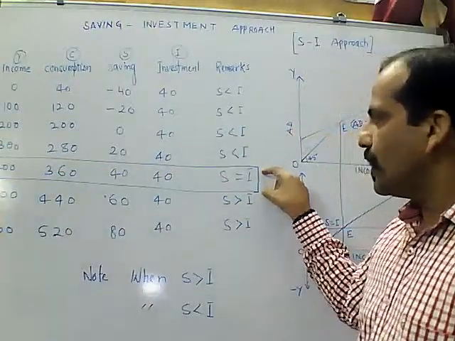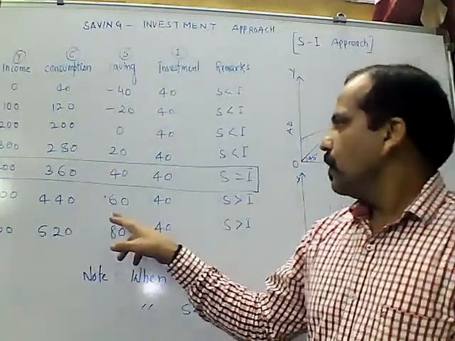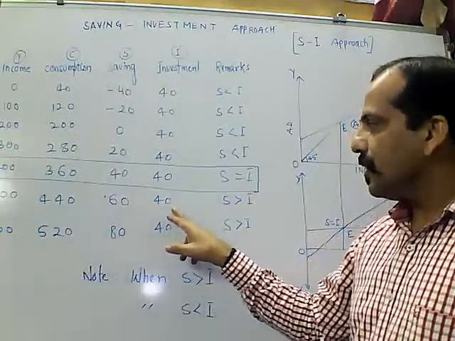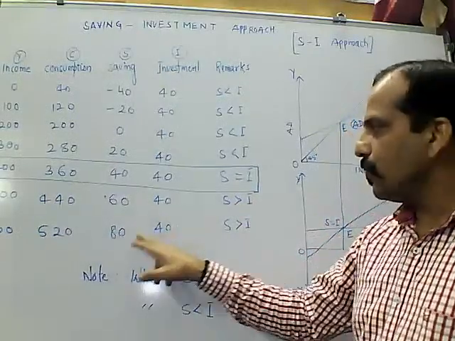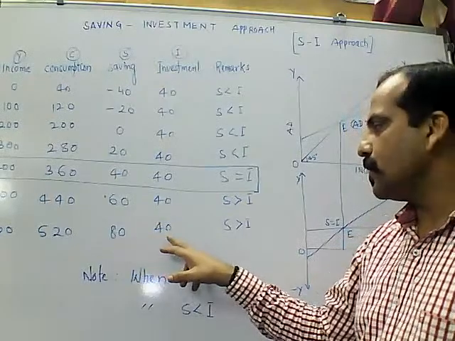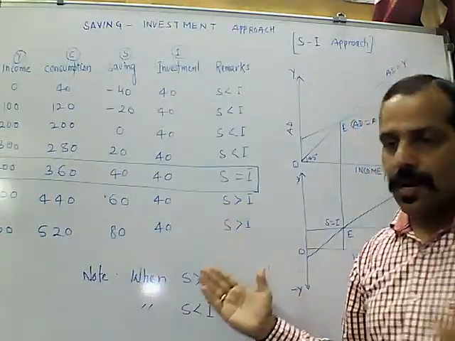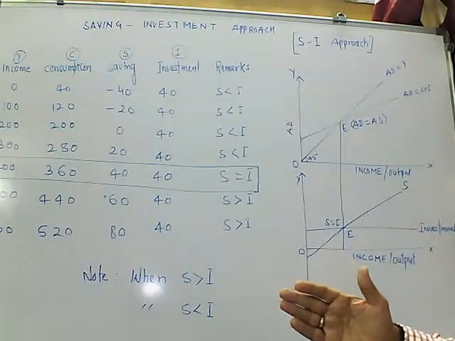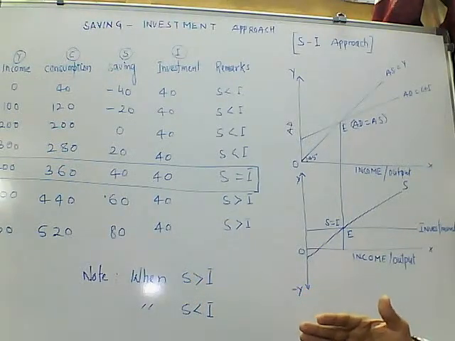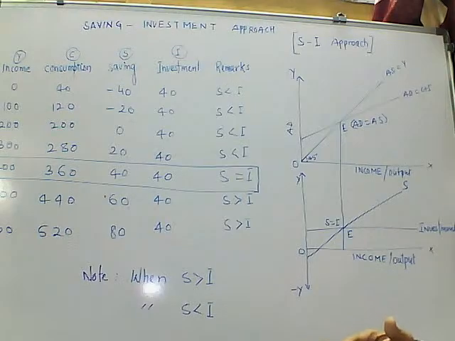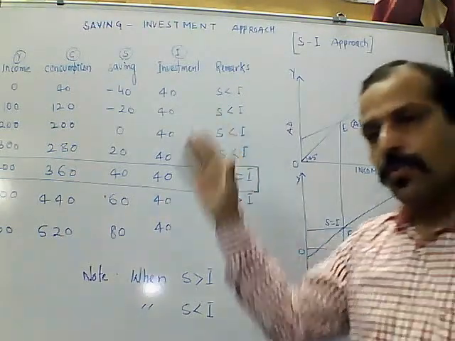Now beyond this point, see, your savings are greater than investment. 60 is greater than 40 and 80 is also greater than 40. So savings are greater than investment in the later stages, or after the equilibrium point. Okay, so this is about the table.